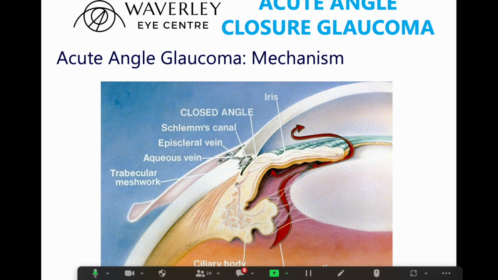All right, so talking about glaucoma and red eyes, let's talk about acute angle closure glaucoma. This is another hot red eye that can be vision threatening. So what's the mechanism of glaucoma and the flow of the eye?